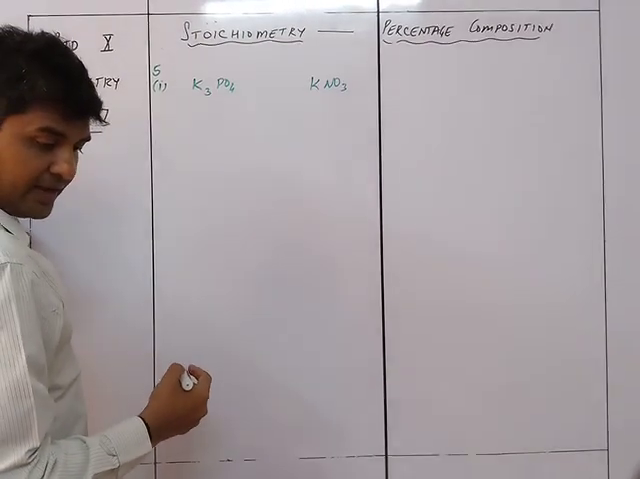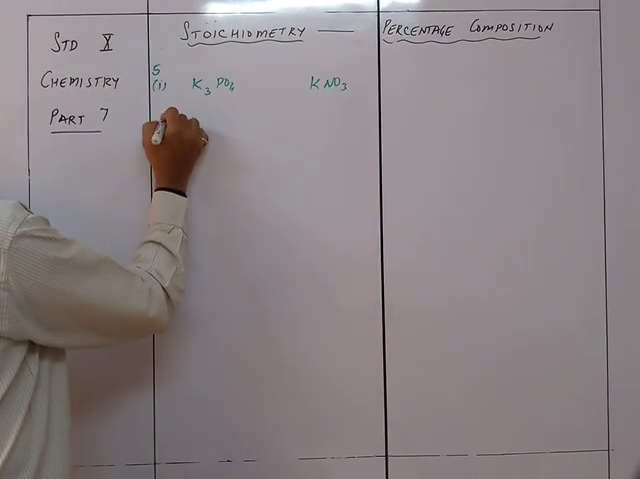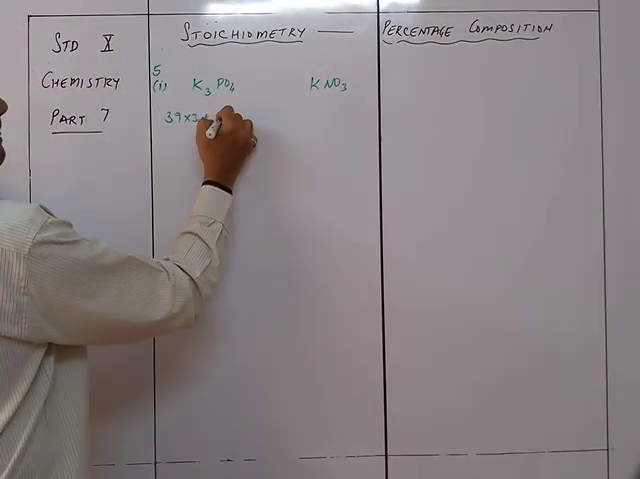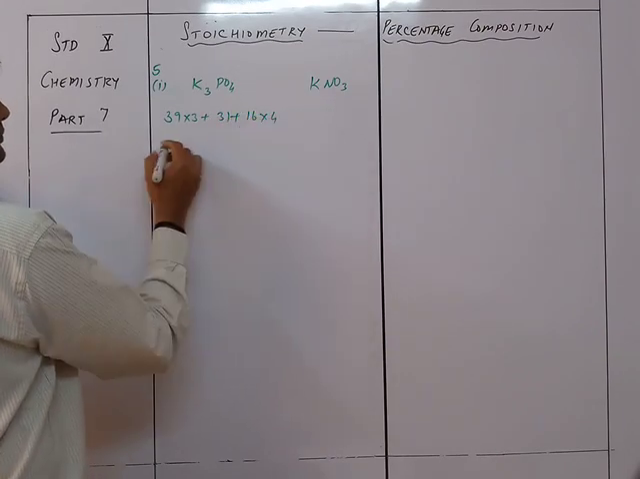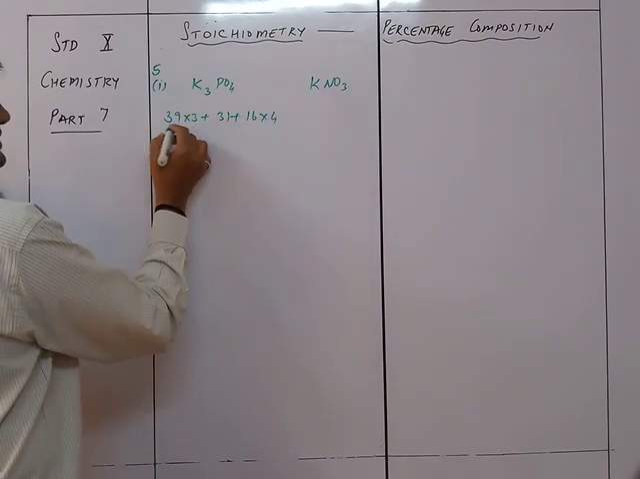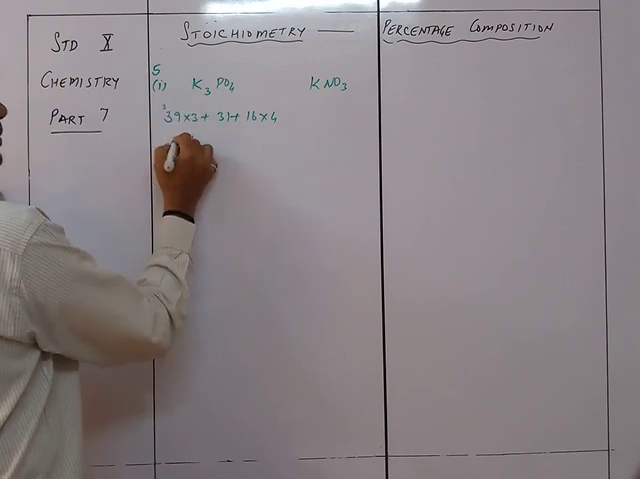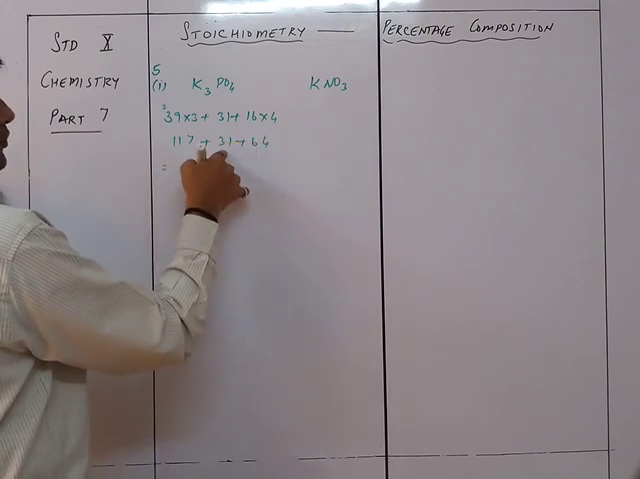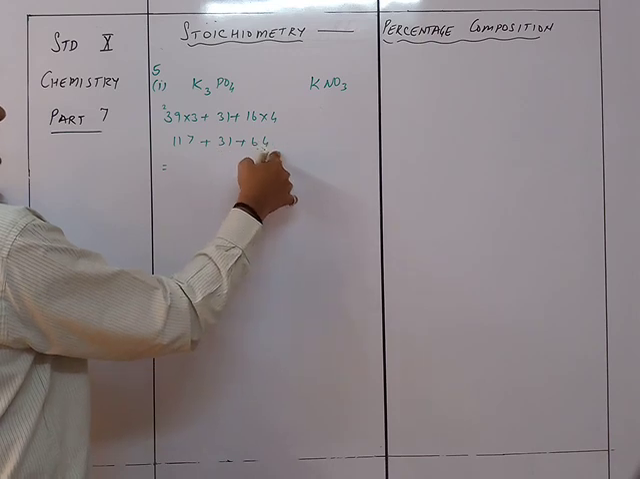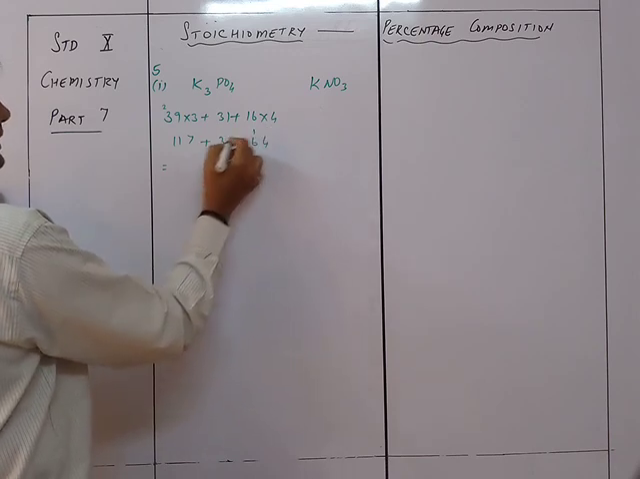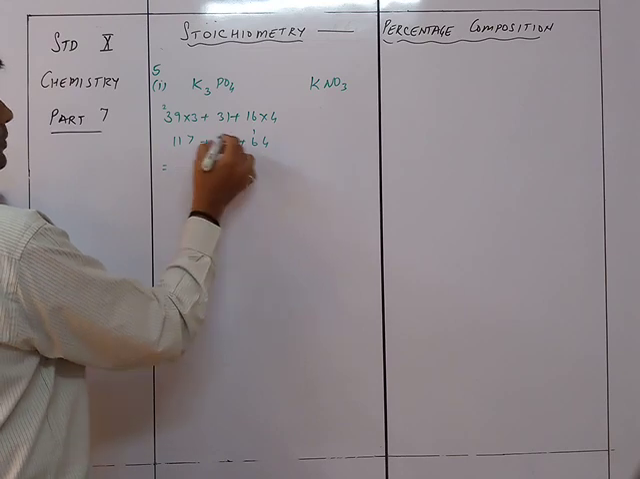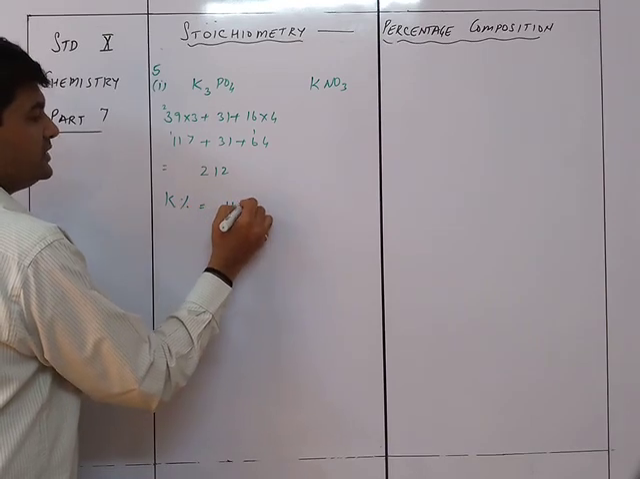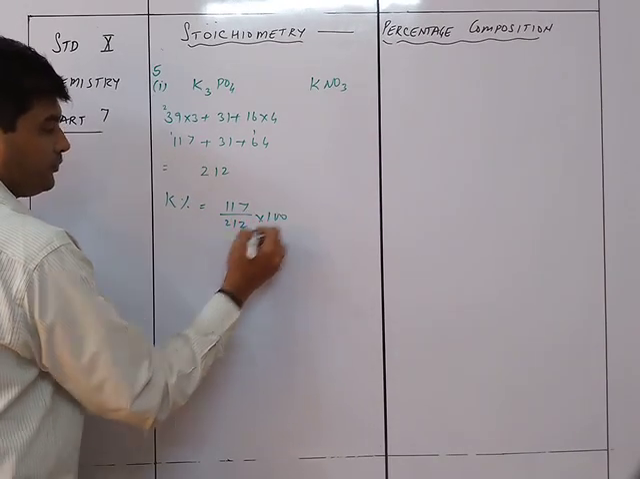Now K is 39, so it is 39 into 3 plus phosphate is 31 plus 16 into 4. So this gives you 117 plus 31 plus 64, which is 212. Therefore, K percent is equal to 117 upon 212 into 100.